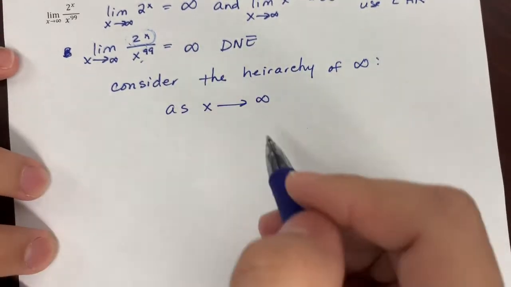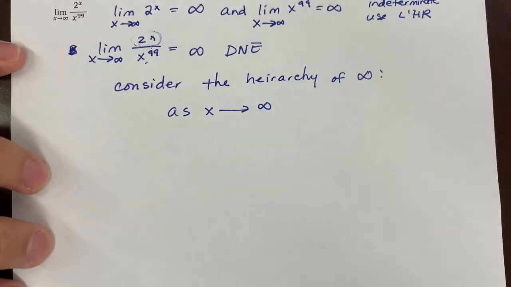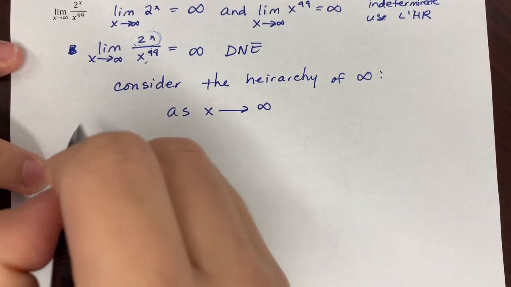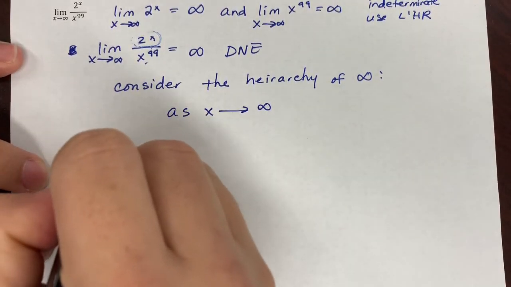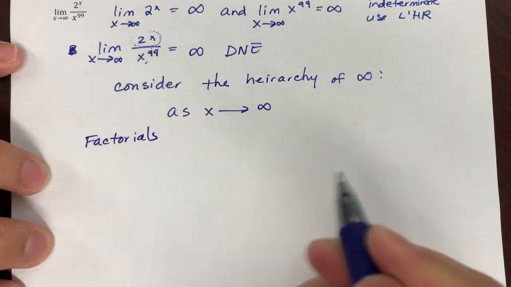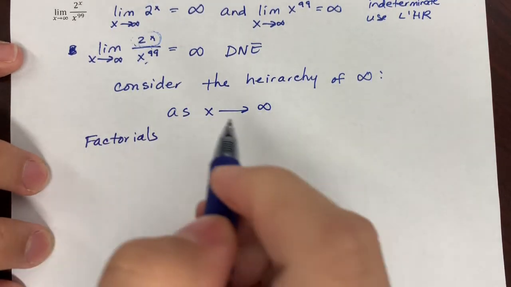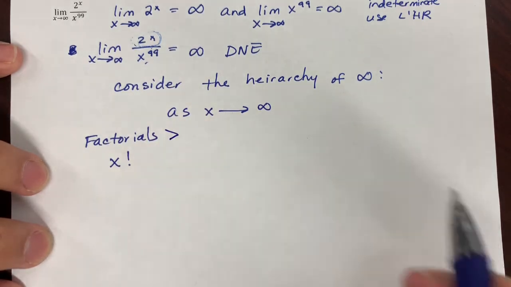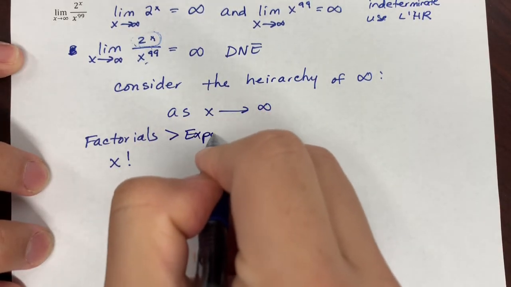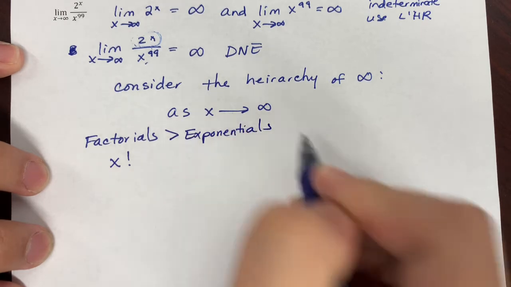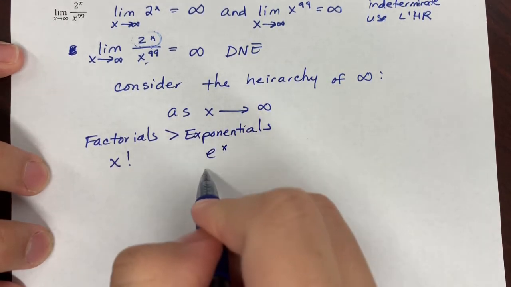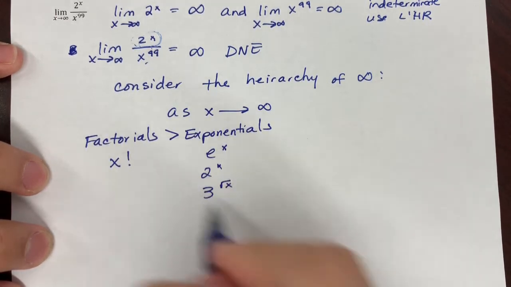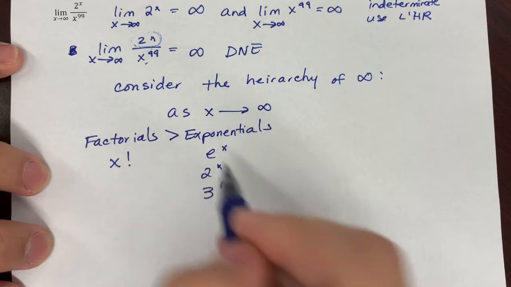And I don't really see this in any textbook, so I'm just going off the top of my head from what I learned in college, but there is a hierarchy. Factorials are always going to be the biggest type of infinities, the fastest rated infinities, if you have x to the factorial. Those will always be greater than exponentials, exponentials being like e to the x, or 2 to the x, or maybe 3 to the square root of x, just examples where you have an x in an exponential.